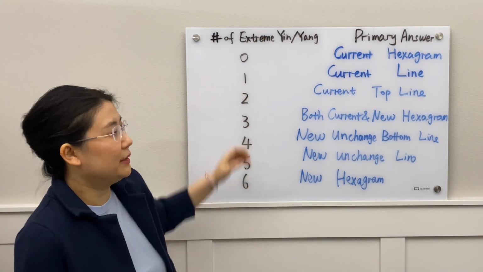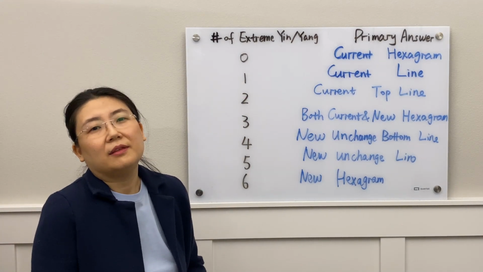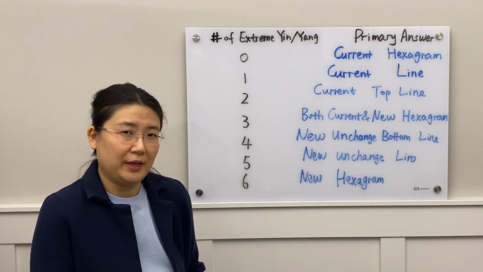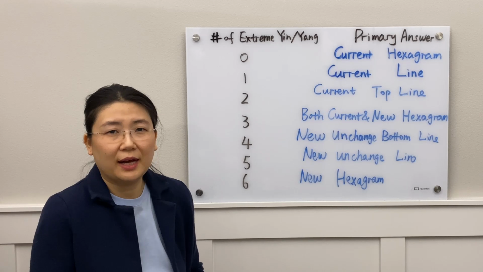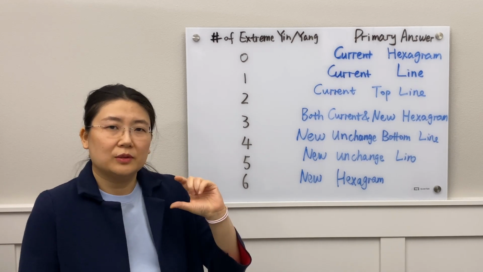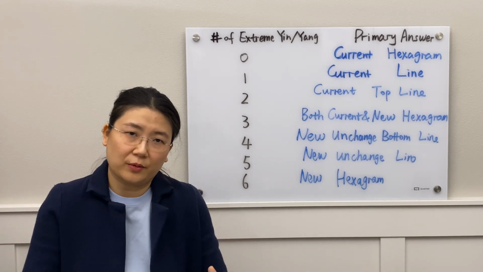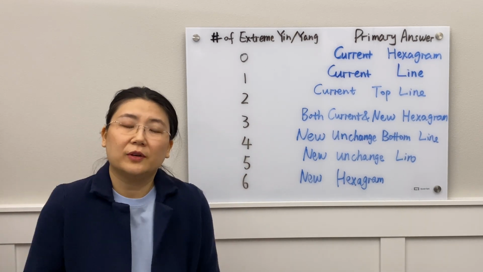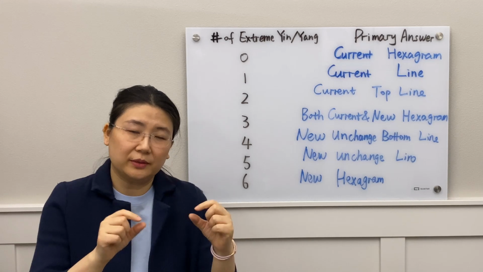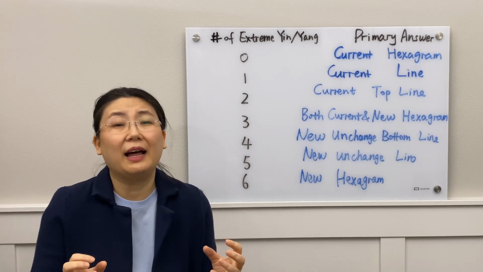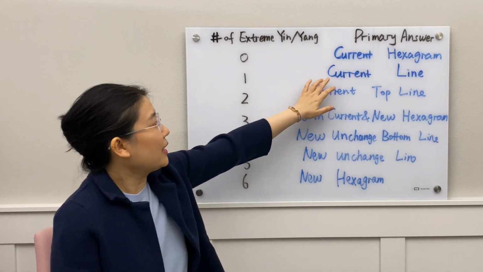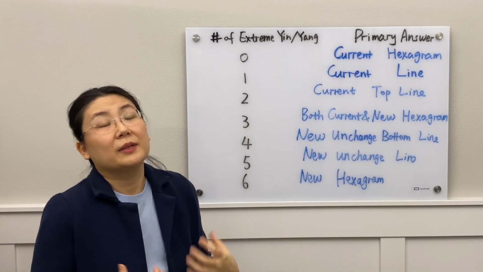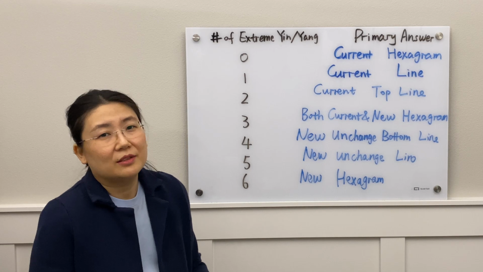The second type is, out of the 6 lines, there's one line that has either extreme yin or extreme yang, so corresponding number 6 or 9. In that case, we're still focusing on the current hexagram, but you're switching your focus from the description for the entire hexagram to actually the description of that particular changing line. So that current hexagram's line description will be our primary guidance to give us answers.